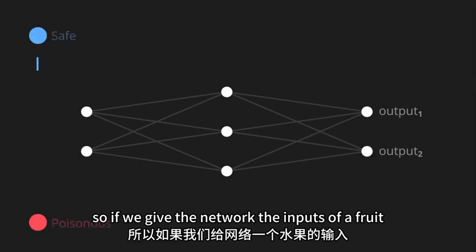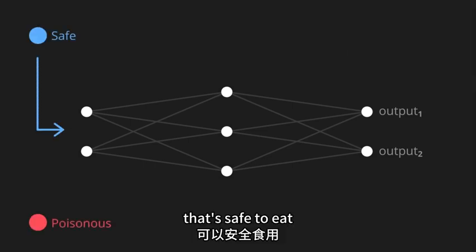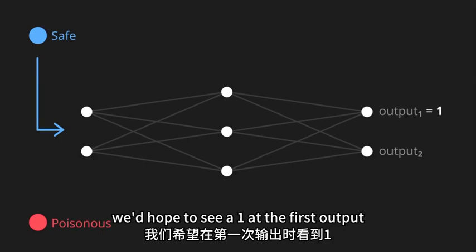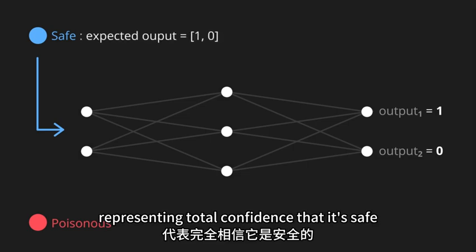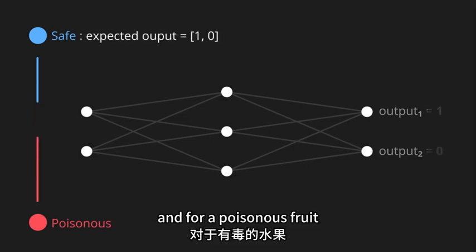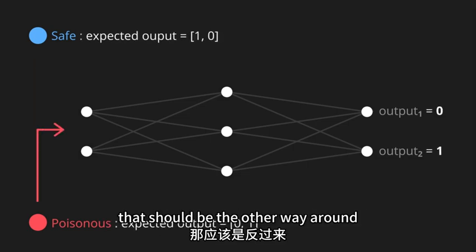So if we give the network the inputs of a fruit that's safe to eat, we'd hope to see a 1 at the first output and a 0 at the second output, representing total confidence that it's safe. And for a poisonous fruit, that should be the other way around.